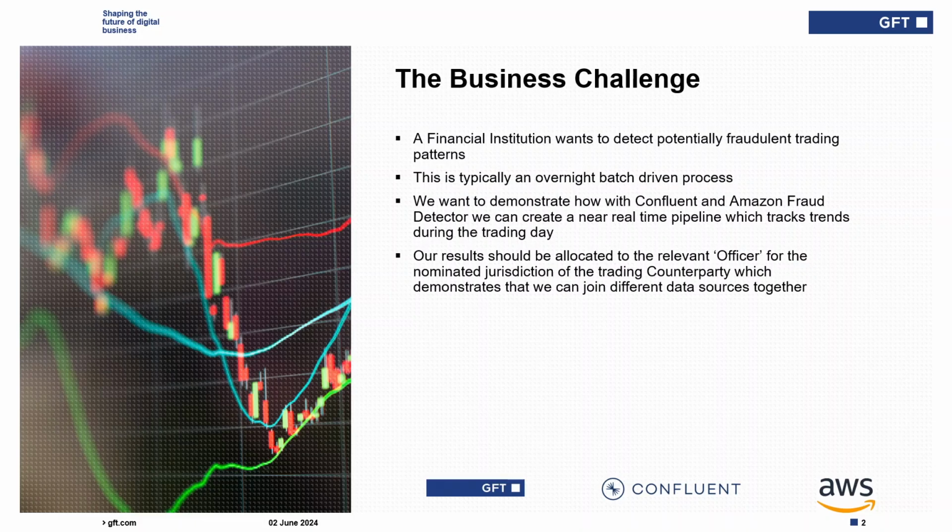And here we want to demonstrate that with Confluent and Amazon Fraud Detector, we can create a near real-time pipeline which tracks trends during the day. Our results should be allocated to a relevant officer for the nominated jurisdiction of the trading counterparty, which will demonstrate that we can join different data sources together to generate the input to the fraud detection.